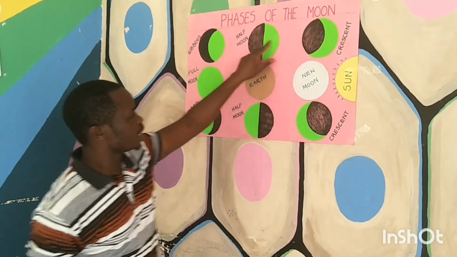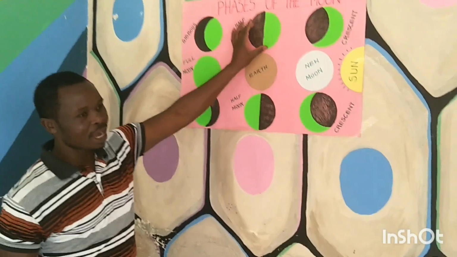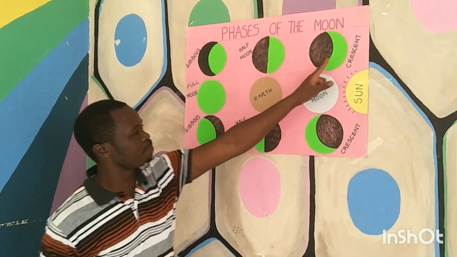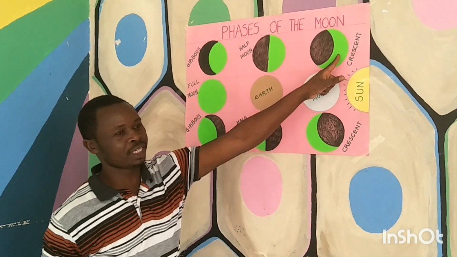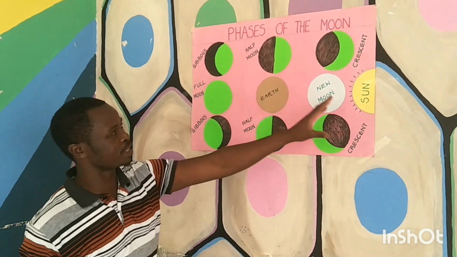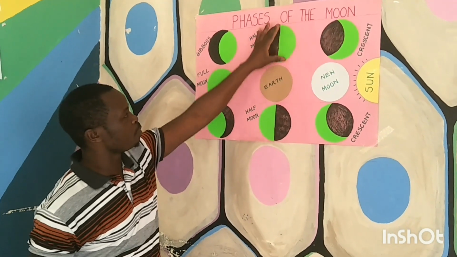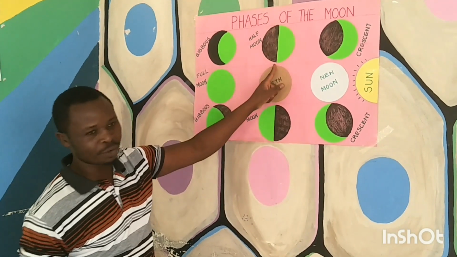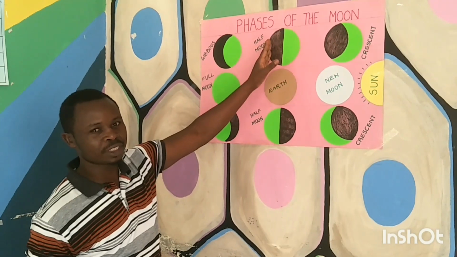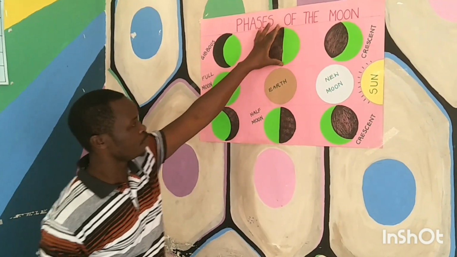Then we move to the second phase. It's now called half the moon. As you can see, the painting here shows you clearly that now this green color, which is representing the part of the moon that is receiving the light from the sun, has increased from quarter to half. So that's why we call it half moon. The dark side of the moon represents the part of the moon that does not get the light from the sun. So this is half of the moon, step 2.